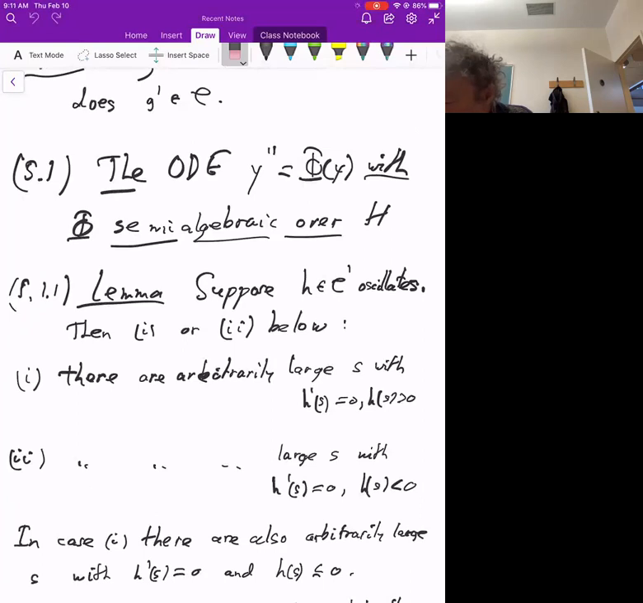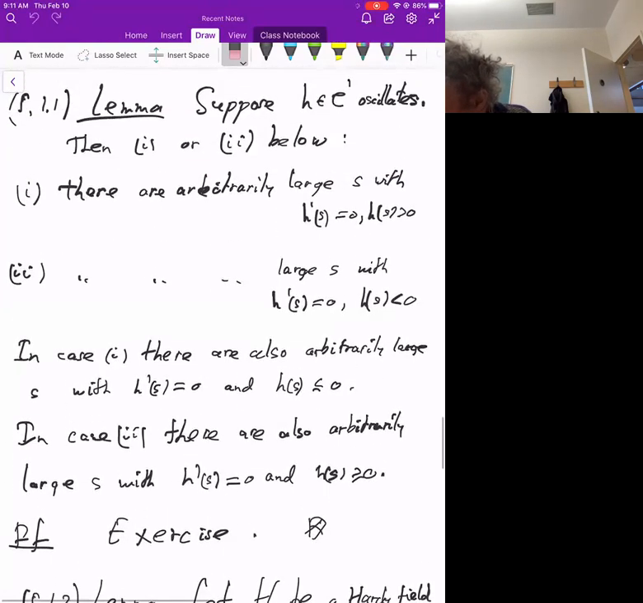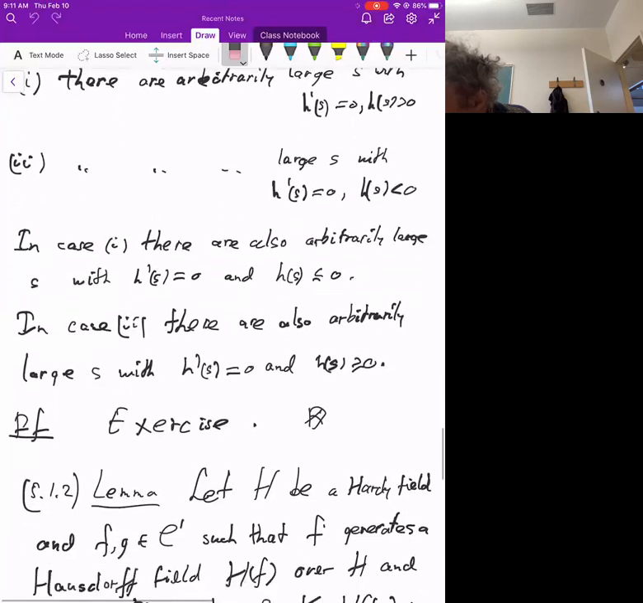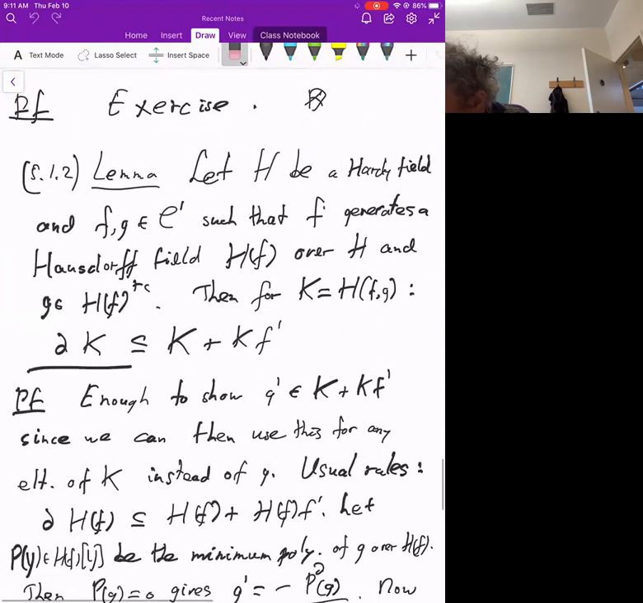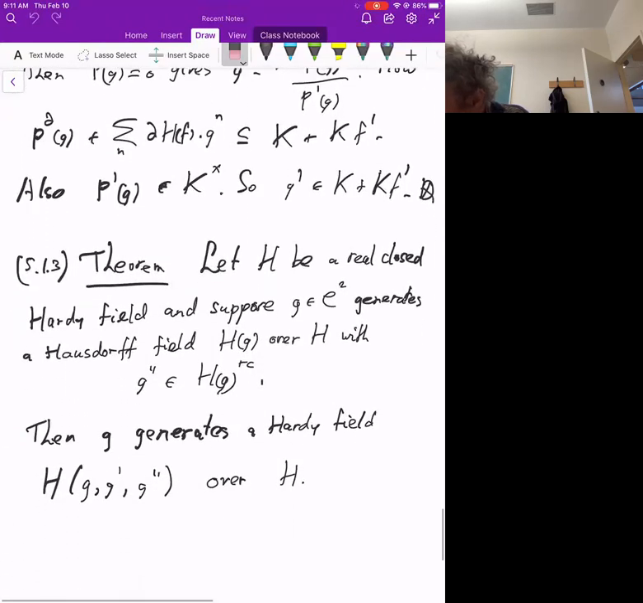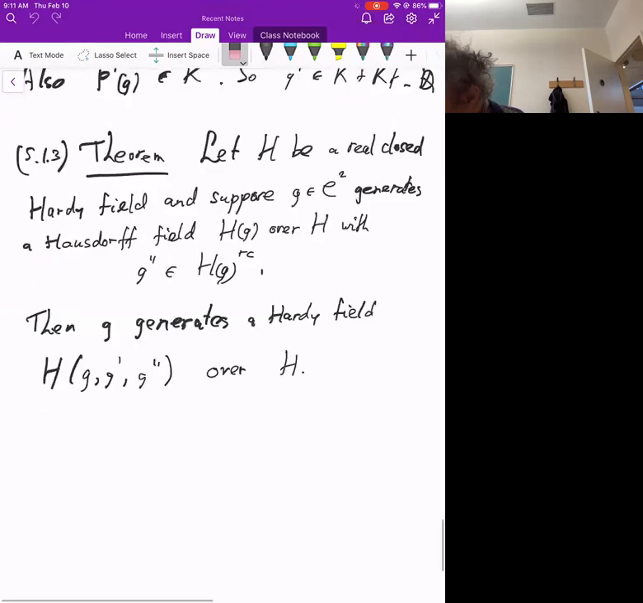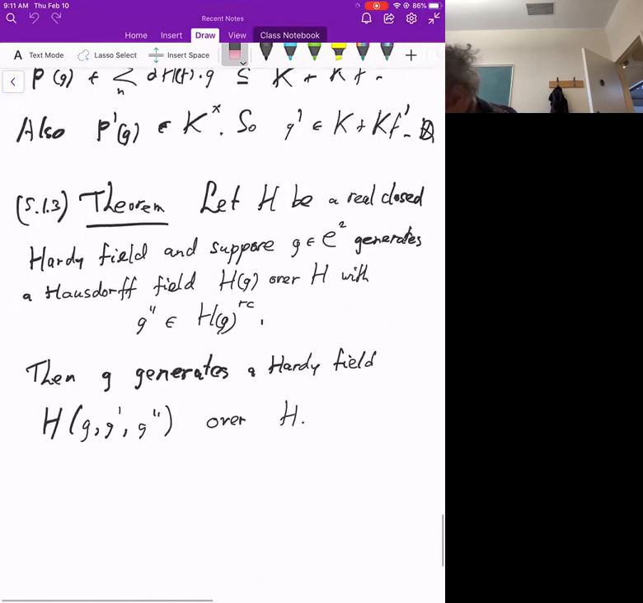I started this section, this discussion of the ODE y double prime is Vy with V semi-algebraic, with two lemmas about oscillating germs, and then I ended up with stating this theorem. And that is in some sense the, so now I should really start the next, oh, I can actually continue with this, I see, I can simply continue here.